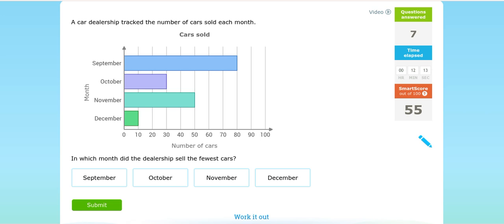It says, in which month did the dealership sell the fewest cars? Remember, always look at your scales and look at your bars and see where your bars are going throughout the graph. And it says, in which month did the dealership sell the fewest cars? September, October, November, December. Think about it, share it.